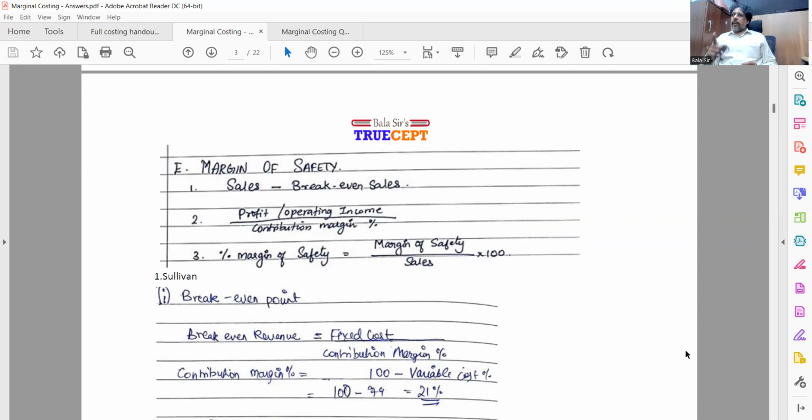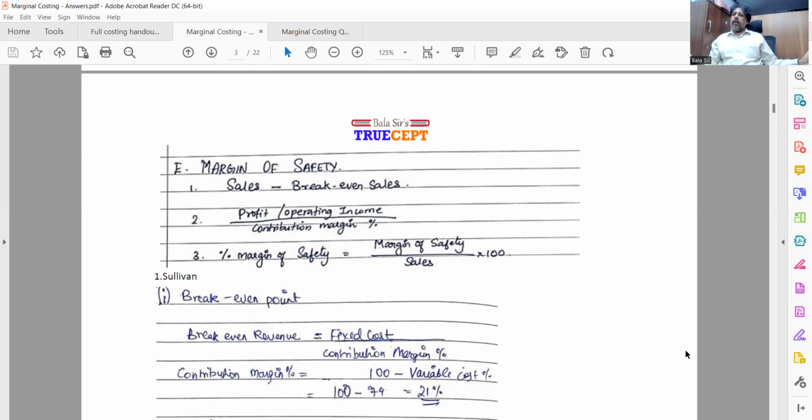Margin of safety is expressed as a percentage of sales. For example, we got 2,70,000 margin of safety for year 2. Divide that by 3,20,000 rupees sales into 100. What is 2,70,000 upon 3,20,000 into 100? 84.3. That is your margin of safety percentage. Please know this: whenever the percentage is given in the question, it means they have expressed the margin of safety as a percentage of sales. Is that clear? Yes. And with that, you complete all the equations that you have to know for the chapter.